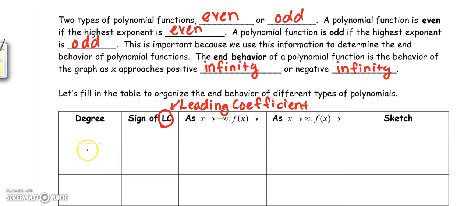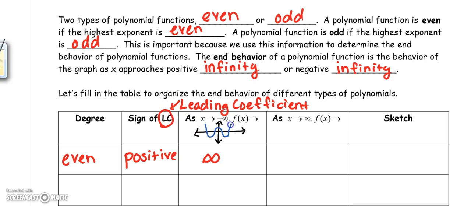So if we have a polynomial that has an even degree, and the sign of the leading coefficient is positive, that means that as x goes to negative infinity, f of x is going to go to positive infinity. So I'm going to just draw a little sketch so that you know what I'm talking about when I say as x goes to negative infinity. That means that we're concerned with what the left end of the graph is doing.